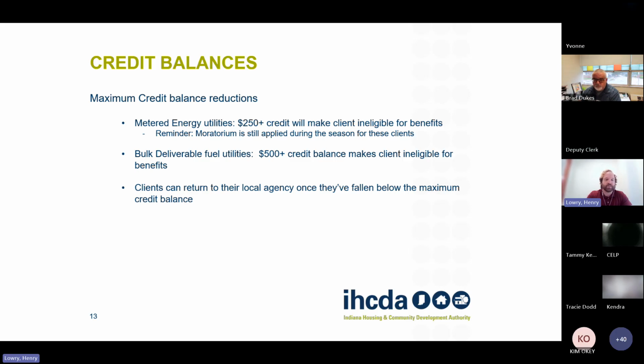So the moratorium is still applied whether they receive a benefit or not. Just for reference, bulk deliverable fuel utilities, it's a $500 credit. And once any client falls below that credit balance, they can return to their agency and then actually get a monetary benefit as long as there are still funds available.